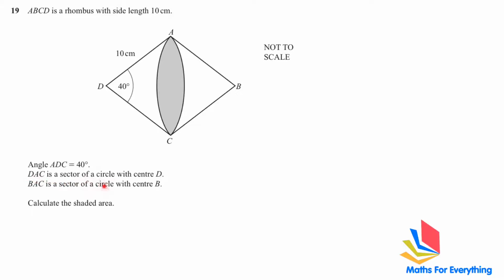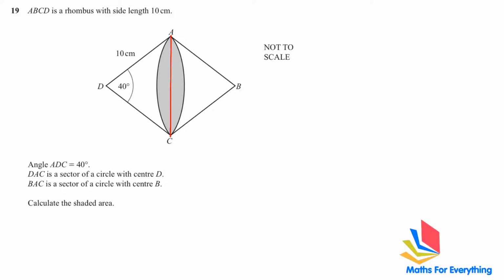And DAC is a sector of a circle with center D. BAC is a sector of a circle with center B. Calculate the shaded area. Let's just draw this line here. So we have the sector ADC and the triangle ADC. And we want to find this area here and times it by 2.